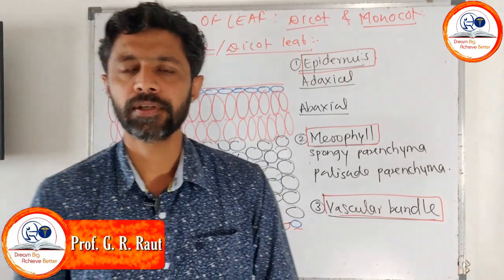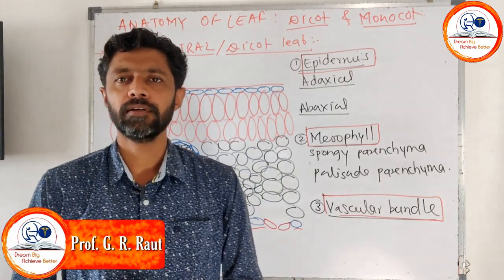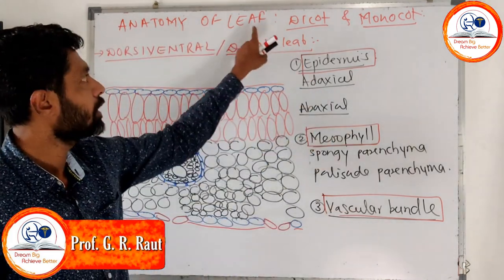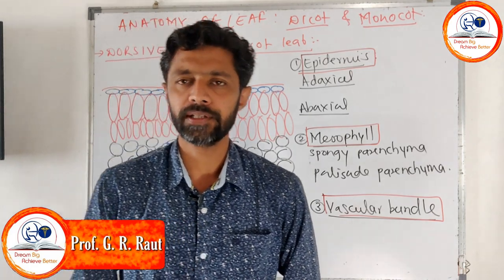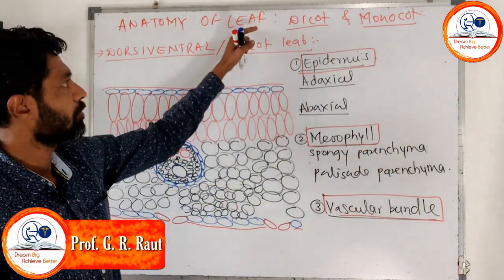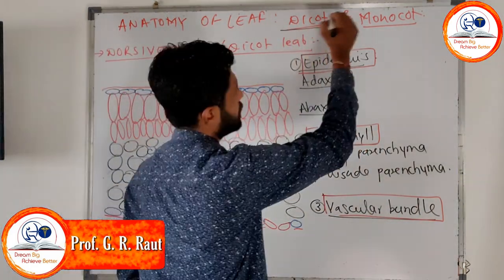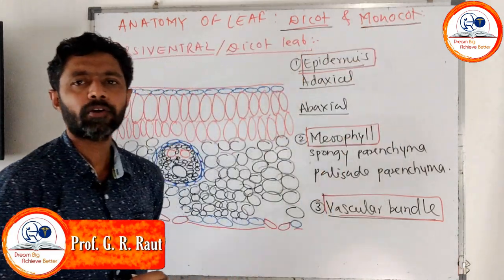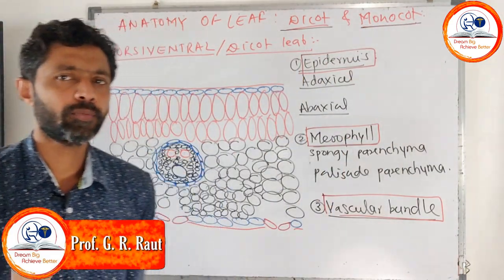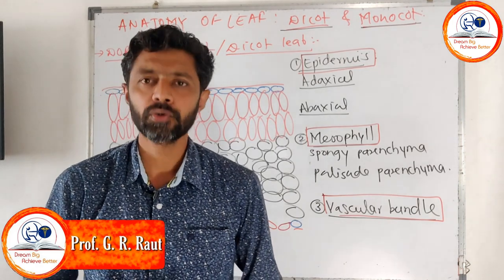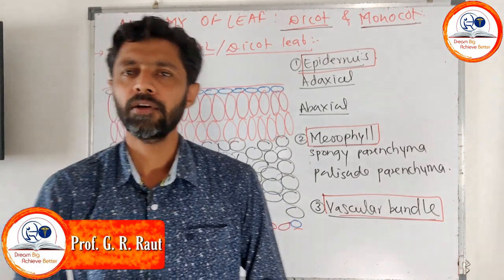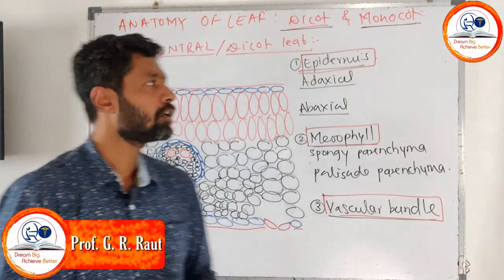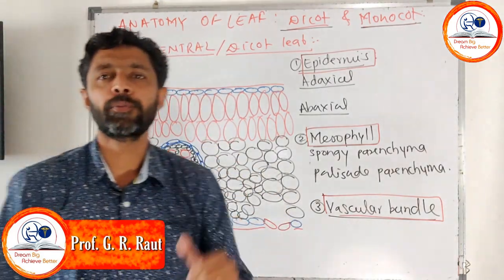Hello students, so today we have to consider anatomy of leaf. As we have considered anatomy of root and stem, now we'll see anatomy of leaf. Similarly, we have to consider anatomy of dicot leaf and monocot leaf. Basically we have two types of leaf. Consider it according to the dicot and monocot, but moreover we consider it as a dorsiventral leaf and isobilateral leaf.